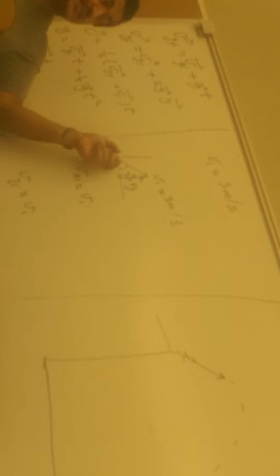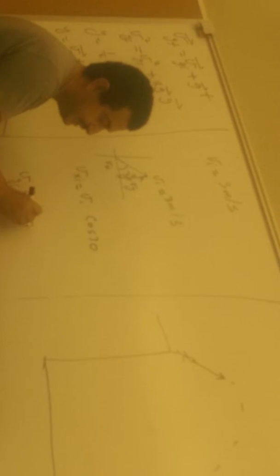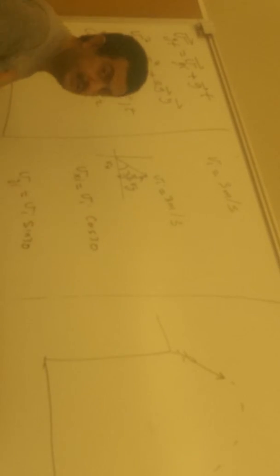Now let's look at 30 degrees. Is 30 degrees adjacent to the x-axis or to the y-axis? X-axis. So it's near the x-axis. And adjacent should remind you of which trigonometry function? Cosine. So the x is going to get cosine 30. This is going to get sine 30.